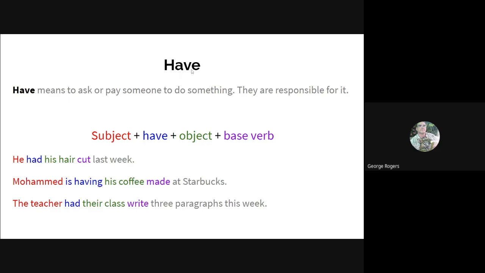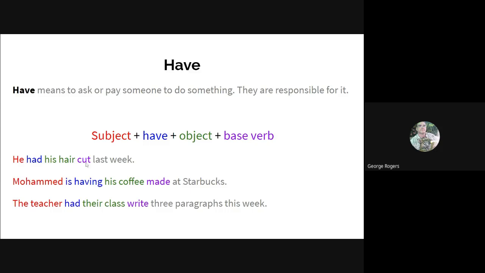This next one, have. Have means to ask or pay someone to do something. They are responsible. So the object here has the same kind of structure: subject, have, object. Whoever is in this spot is going to be the person that does the work. It's no longer the subject. So again, let's look at the first example here.